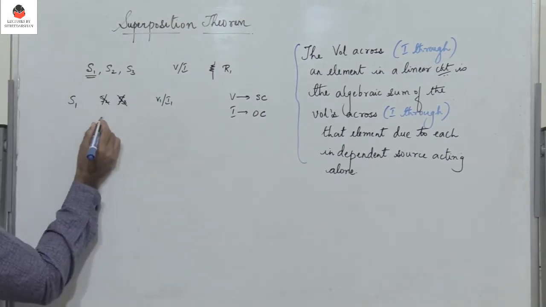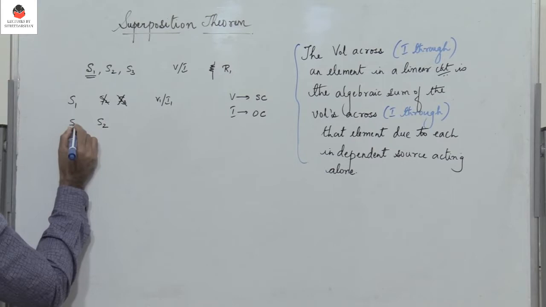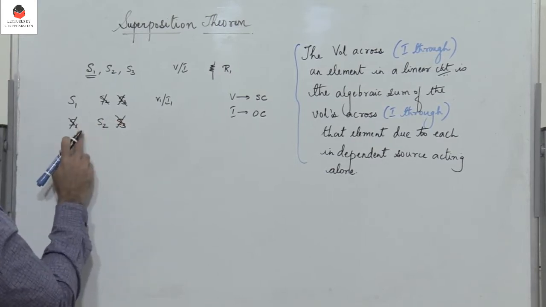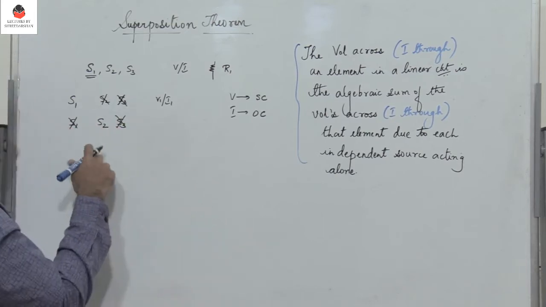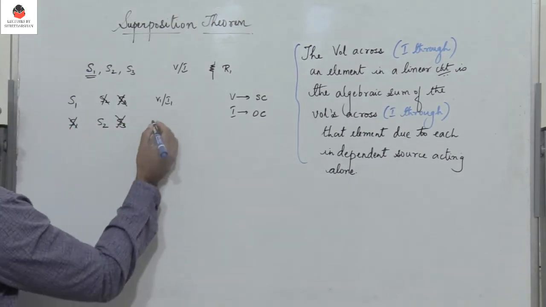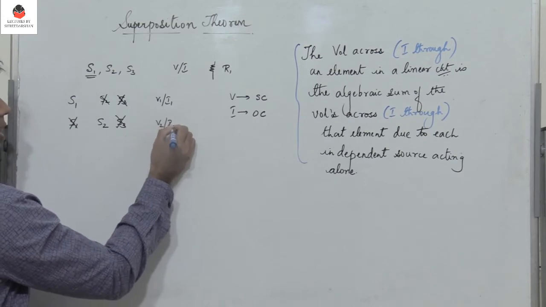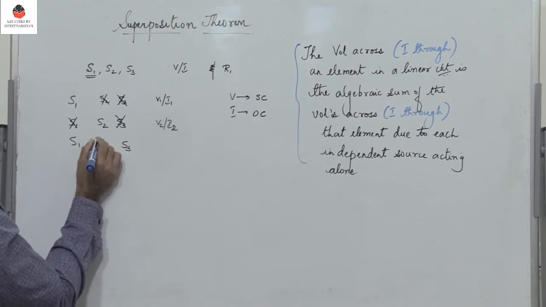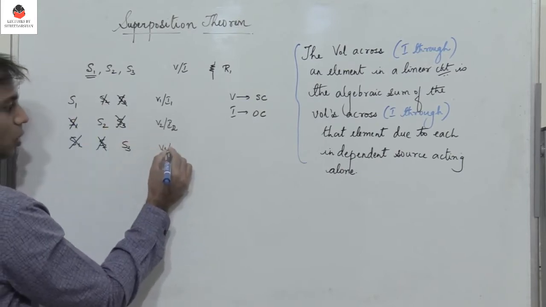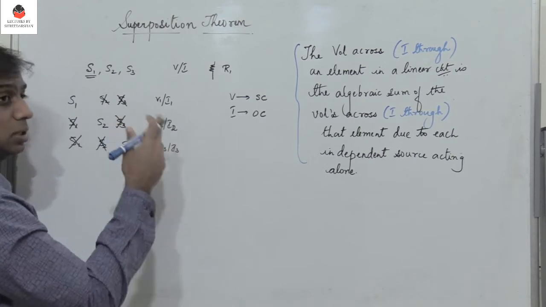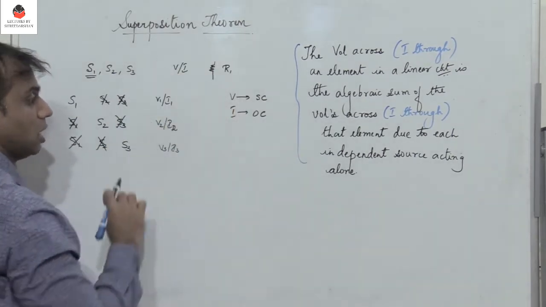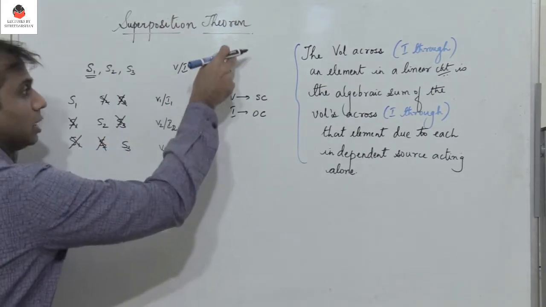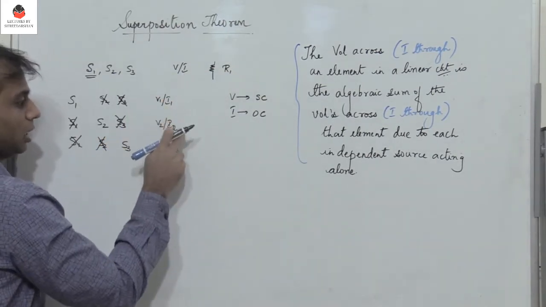Now next consider S2, and we have to neglect S1 and S3. Again, how do we neglect S1 and S3? If it's a voltage source, replace it by a short. If it's a current source, replace it by an open circuit. Find V2 or I2. Next, consider S3 and neglect S1 and S2. Again, find V3 or I3. That means if the problem asks to find the voltage across R1, I need to find V1, V2, V3. If you need to find the current flowing through R1, I need to find I1, I2, I3.